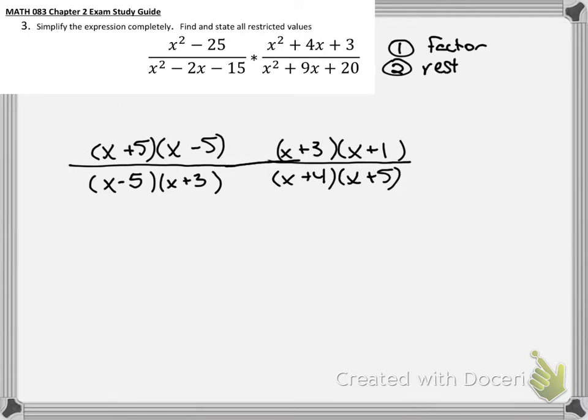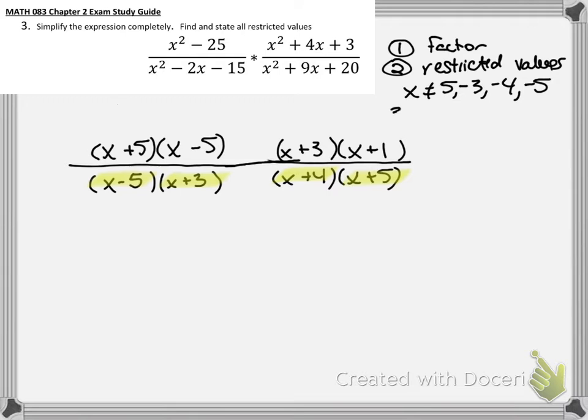But remember, what we have to do first is find our restricted values. So how many restricted values are we going to have? Well, it looks like we have 1, 2, 3, 4 restricted values. So based on this, x cannot be equal to positive 5, negative 3, negative 4, or negative 5. And if you want to take the time to show your work there, you're welcome to do that.